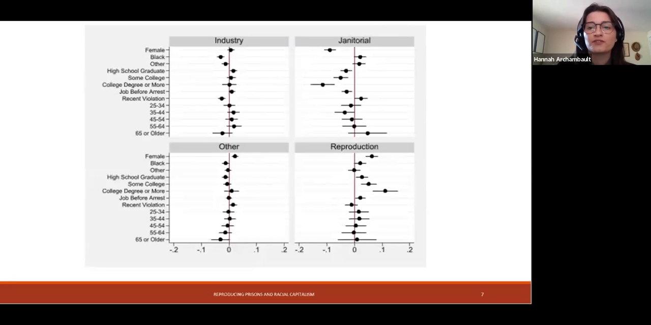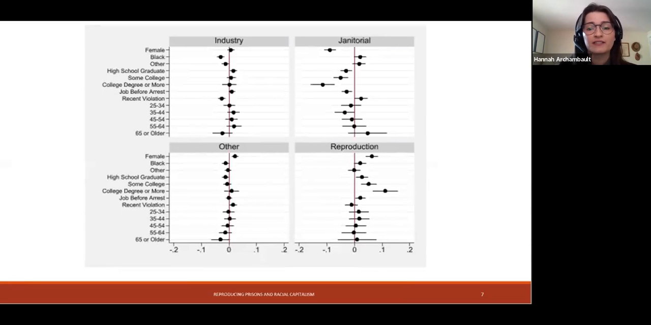So this is just a plot of the marginal results of the regression analyses. I didn't include all of the controls, just some of the more important ones here. I can show the full regressions with all the controls later if you're interested in Q&A. So for industry, the differences are relatively small, but they're still significant. Non-white and especially Black incarcerated workers are less likely to have industry jobs. We saw this even in the data before. Women are much less likely to have janitorial jobs than men, as are people with more education. And non-white incarcerated people are more likely to have janitorial positions.